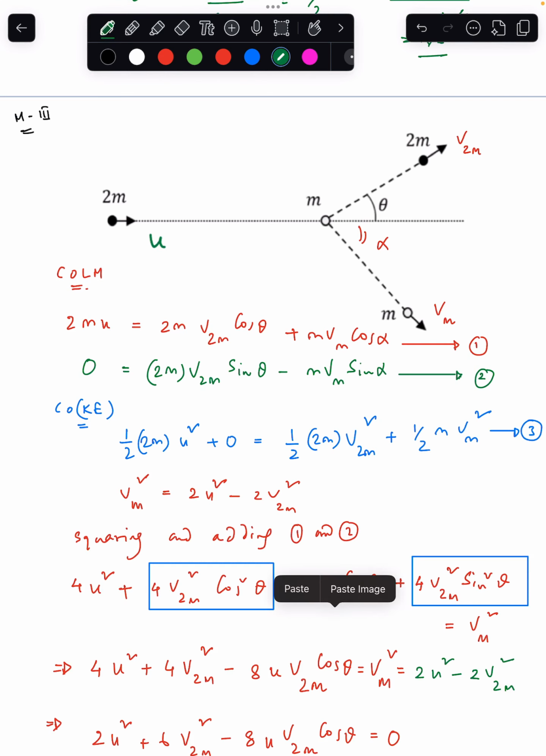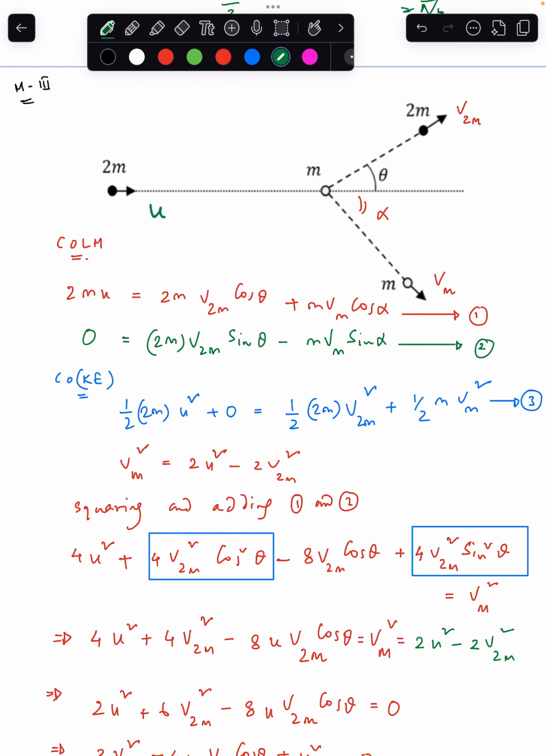So here I am going to conserve the linear momentum along the x-axis as well as along the y-axis. Along the x-axis, before collision 2mu, after collision v2m into 2m into cos theta. This component is going to be the cos theta component, and for this vm it is going to be cos alpha. In the y direction, initial momentum is equal to 0.